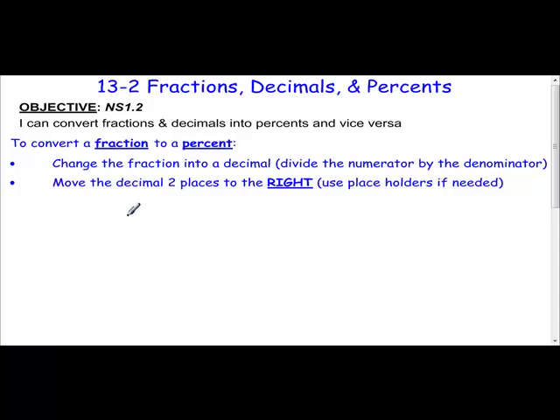We're going to first take a fraction. Let's take 3/4. And so it says to convert a fraction to a percent, you change the fraction into a decimal by dividing the numerator by the denominator. So here's the numerator, here's the denominator. So numerator divided by denominator, which means I have to put the 3 here and the 4 here. So I have 3 divided by 4 because this says 3 divided by 4.